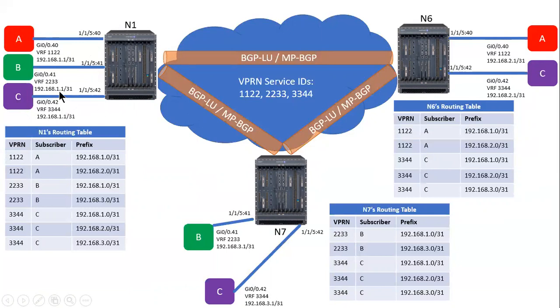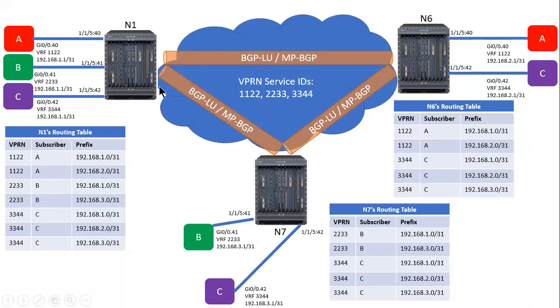And that process is repeated for all of the subscribers connected to N1. They all have the same address space. The same on N6. Everyone's using 192.168.2.0/31. On N1, everyone's using 192.168.1.0/31. And on N7, everyone's using 192.168.3.0/31.